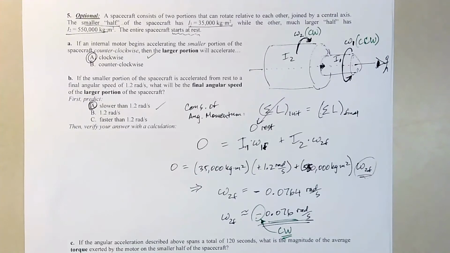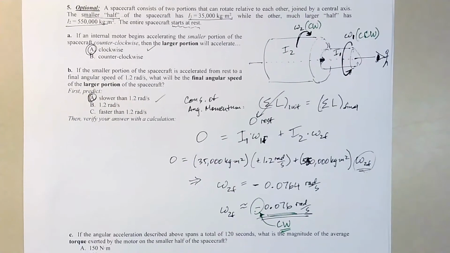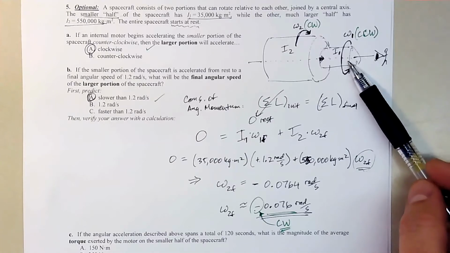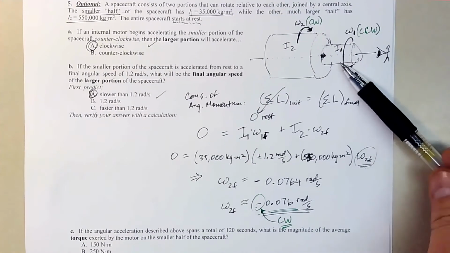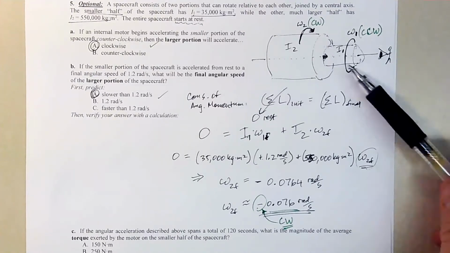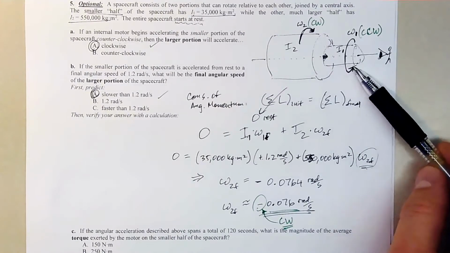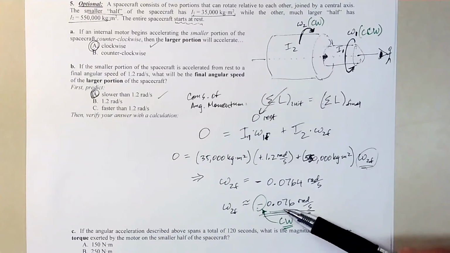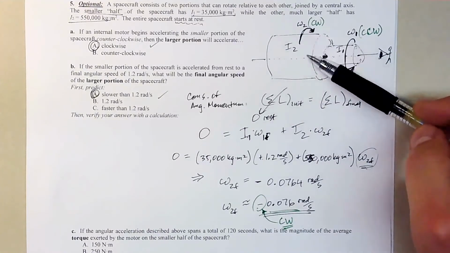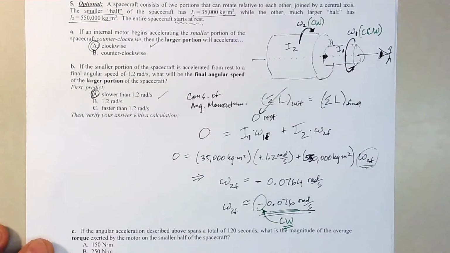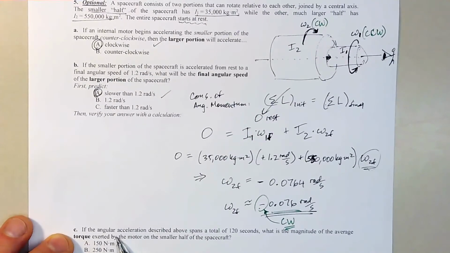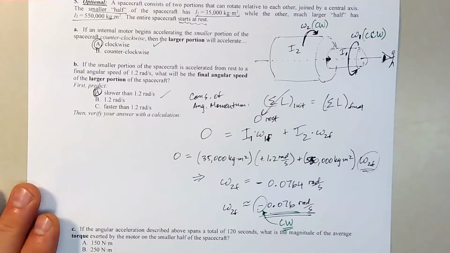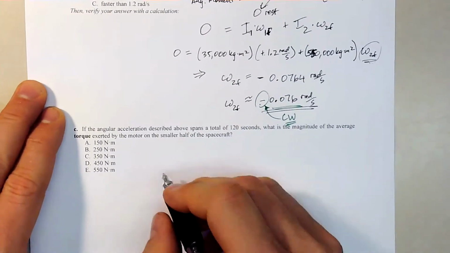Now, part C asks if this spin up, pardon me, up here spans a total of 120 seconds. So from rest up to 1.2 radians per second for the smaller portion, or this negative 0.076 radians per second for the larger portion. What was the amount of torque needed in order to do that? Now, the question asks, what was the torque exerted on the smaller half of the spacecraft? So let's calculate it for the smaller portion of the spacecraft.